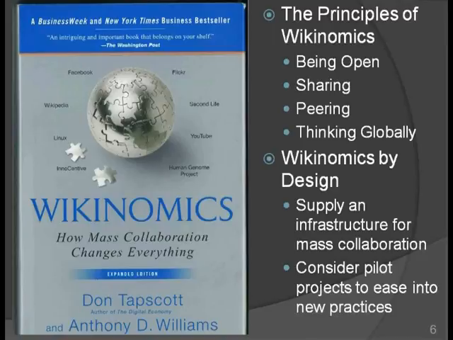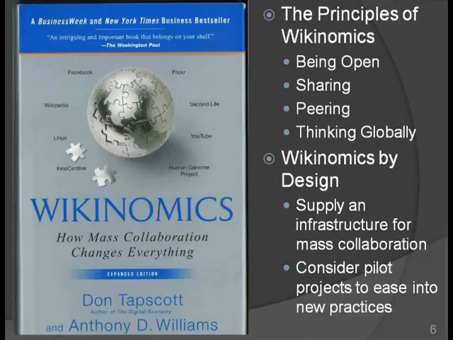The principles of Wikinomics that I draw on are the 4 principles in the book, which talk about being open, sharing, peering, and thinking globally. In other words, again, the rules of the game have changed. People all over the world can collaborate on projects that they don't necessarily all have the same motivations for working on, but they're motivated for it nonetheless, especially if they're sharing their results and their products and being open with each other.